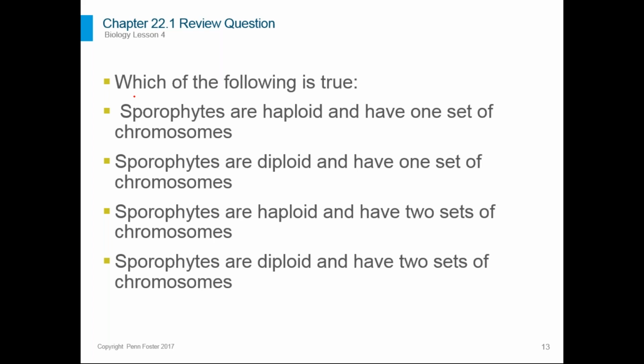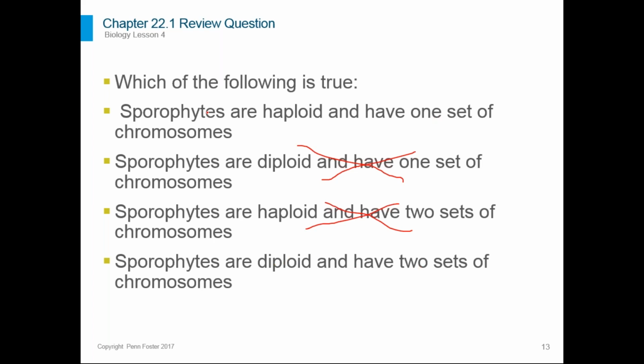So let's just think about what those words mean first of all. Haploid and diploid. So if we think back, haploid have one set of chromosomes and diploid have two. So that means this one's got to be wrong. Diploid doesn't have one, right? And haploid doesn't have two. All right, so we've got haploid has one set and diploid has two sets.